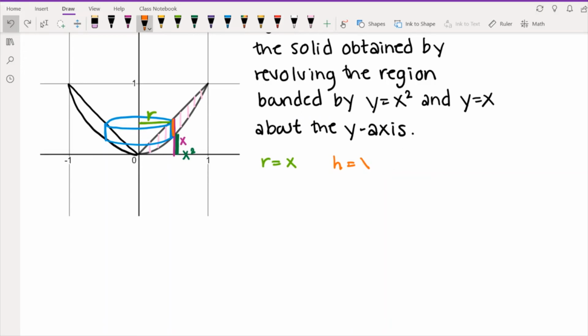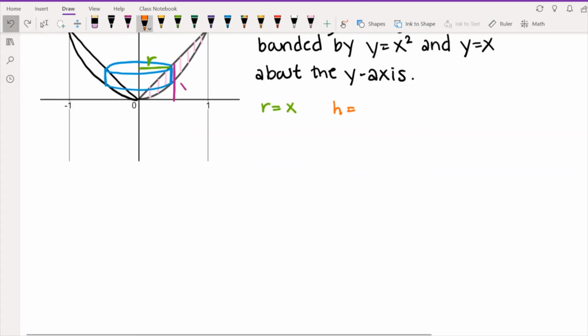And this is why drawing the picture is so important, because you never want to just make an assumption about what the height is going to be or what the radius is going to be. You really want to see it for yourself in a picture.